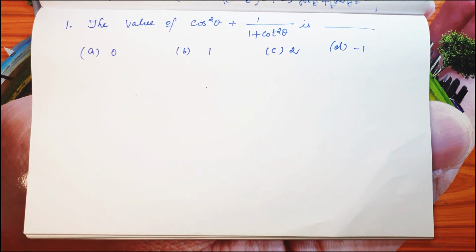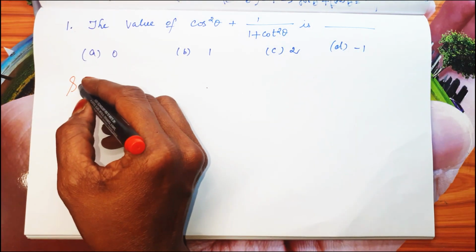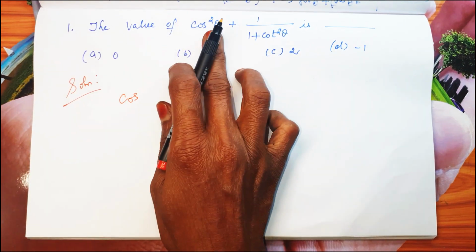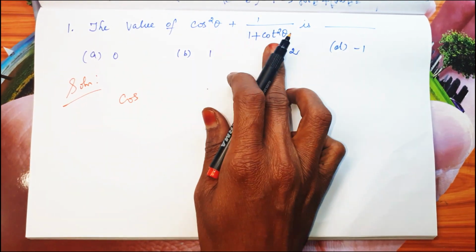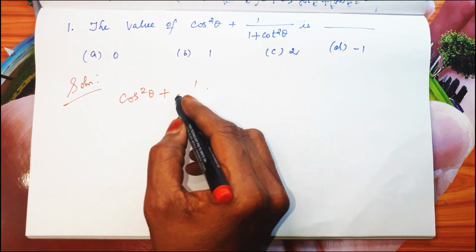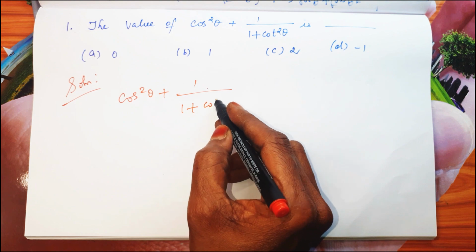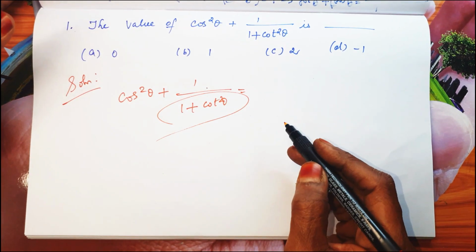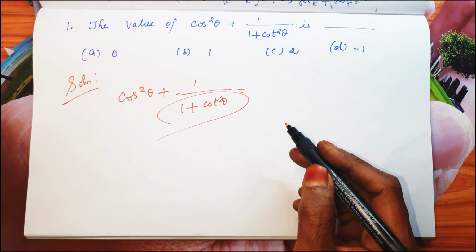The first problem: the value of cos square theta plus 1 by 1 plus cot square theta is equal to what? So we'll start. The value of cos square theta plus 1 by 1 plus cot square theta is equal to, what is 1 plus cot square theta?